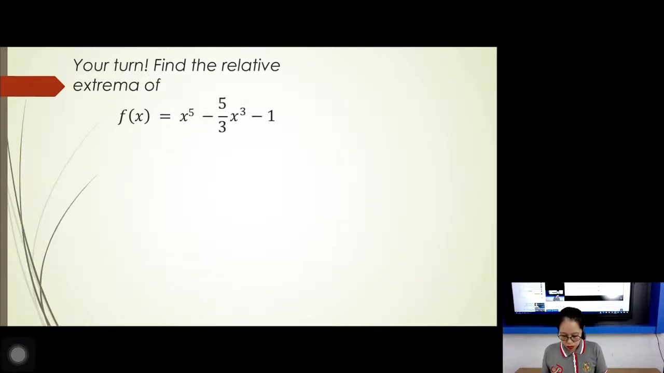All right, so it's your turn. We have here one more example. We still have 15 minutes, I think, so we can still discuss this one. Find the relative extrema. Relative extrema means what? Again, it's the minimum and the maximum. Okay, so step number 1. Go on and give me step number 1. What would be our step number 1?